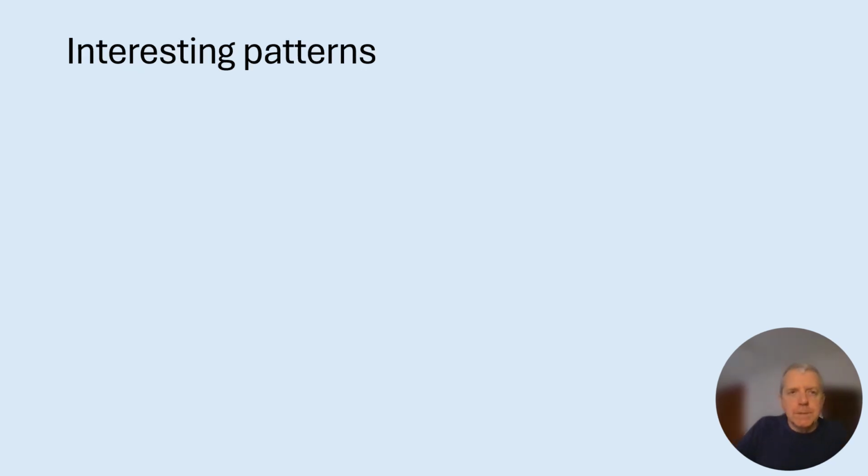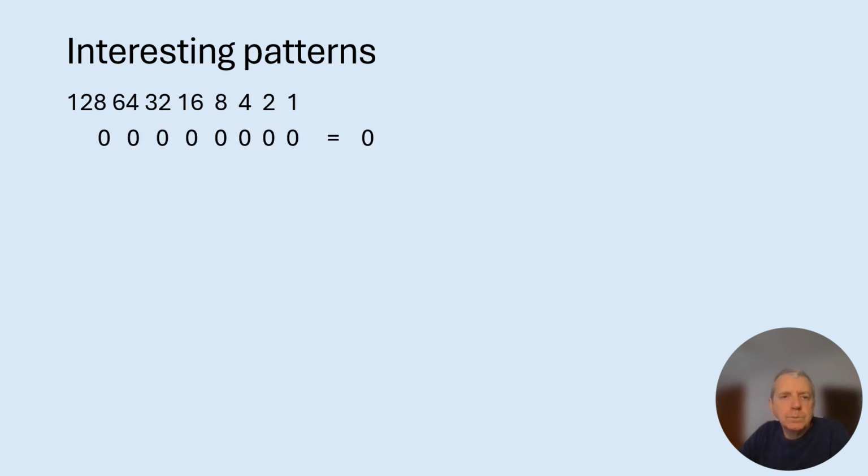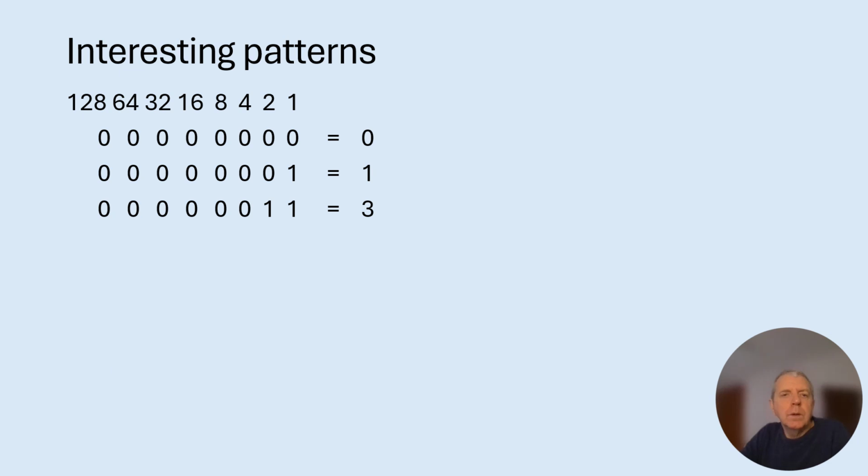Now, at this stage, I'm going to look at some interesting patterns when we're converting decimal to binary and binary to decimal. So here's my grid, and there's a decimal 0, binary 0. Binary 1, decimal 1. A decimal 3 is a binary 2 and a binary 1. So that's represented by 6 zeros and 2 ones at the end. Decimal 7 is a 4 and a 2 and a 1.